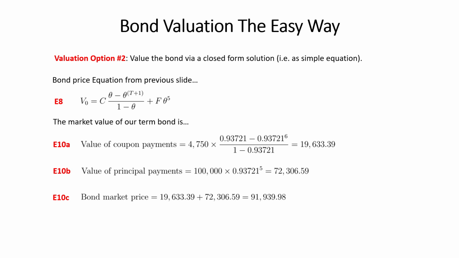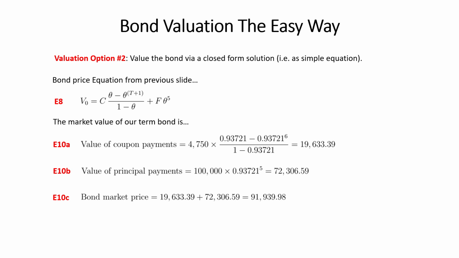So if we go back to one of the previous slides, equation 8 was the bond value expressed as a closed form solution, or an equation. So E8 is that equation for bond value. All we want to do here is start plugging in our model parameter values into E8 to solve this thing.